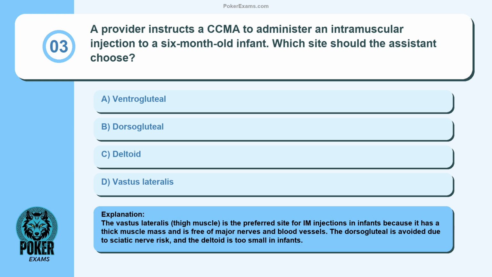The vastus lateralis, thigh muscle, is the preferred site for IM injections in infants because it has a thick muscle mass and is free of major nerves and blood vessels. The dorsogluteal is avoided due to sciatic nerve risk, and the deltoid is too small in infants.